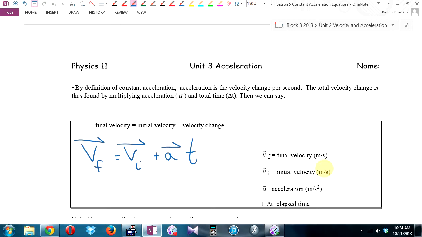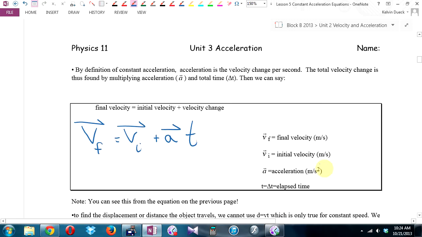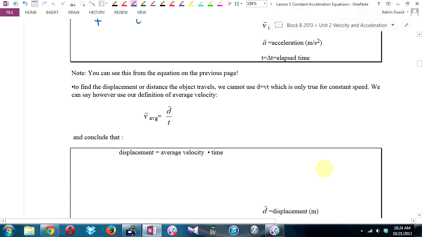But here is our first equation. This is the equation that lets you calculate how fast you're going after you've accelerated for a certain amount of time. This is a much more interesting equation than some of the stuff you do in Science 10. Equation number 1.